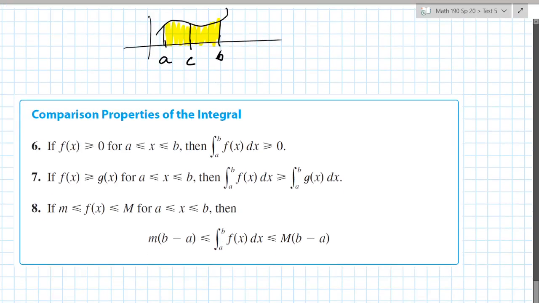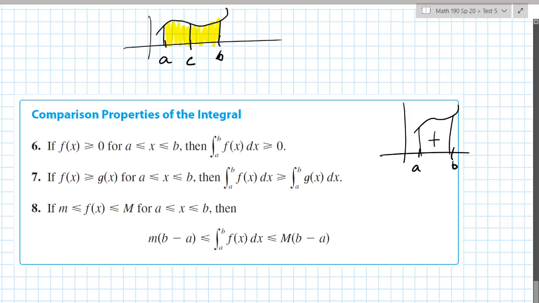Next, we have a couple comparisons of what's larger. The first one says that if we're dealing with a positive function from a to b, then the integral should be a positive number. That makes sense because if we think about the net area of a positive function, well, that should stay positive because all of the heights are positive.